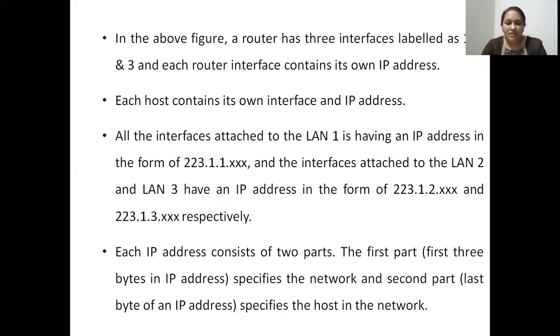The IP addresses contain two parts. The first part is made up of the first 3 bytes of the IP address. It specifies the network address. And the second part, which is the last 1 byte of the IP address, will specify the address of the host in the network.